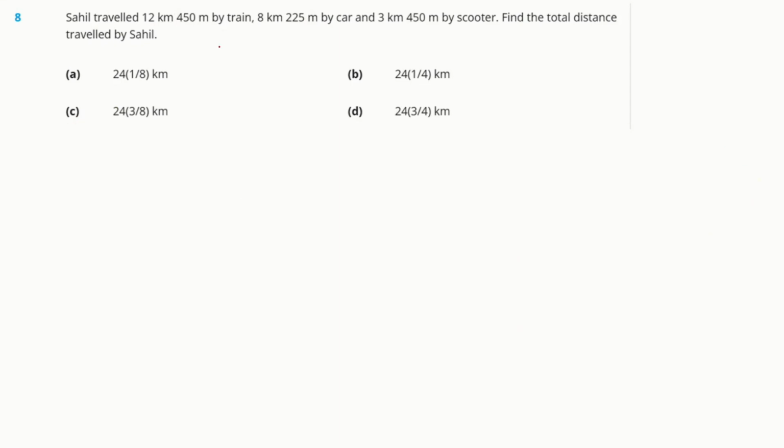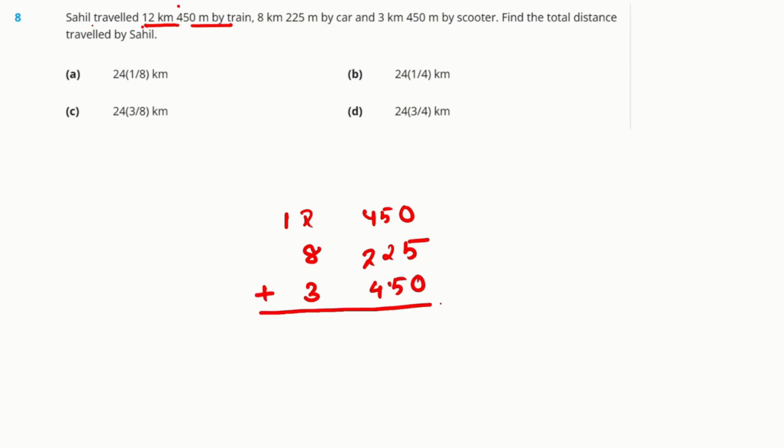Moving on to the 8th question. This question seems to be very easy. Sahil traveled 12 kilometers 450 meters by train, 8 kilometers 225 meters by car, 3 kilometers 450 meters by scooter. You have to find the total distance, so you just have to add them all. As you can see, I've already maintained the columns, segregated them while writing it down. So 5 over here, 12, 2 over here, carry 1, 4, 8 to 10, 1, 11, 1, carry 1 over here, 10 and 3 and 1, 14 over here. That's 24 kilometers, 125 meters.